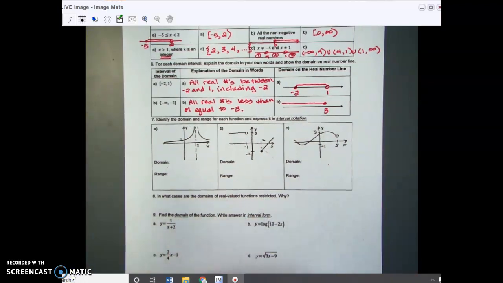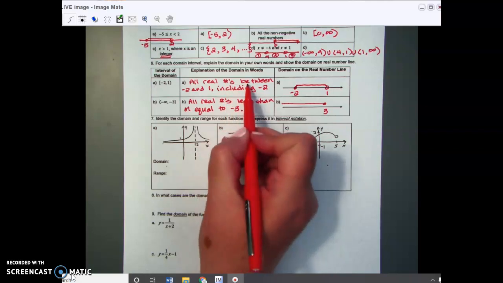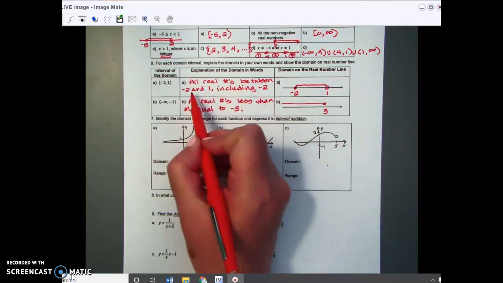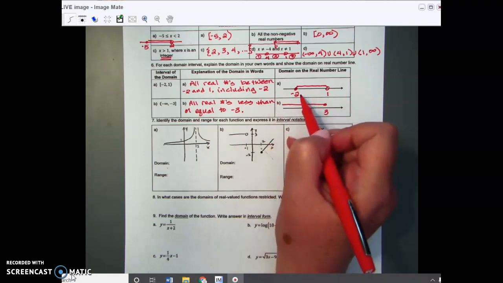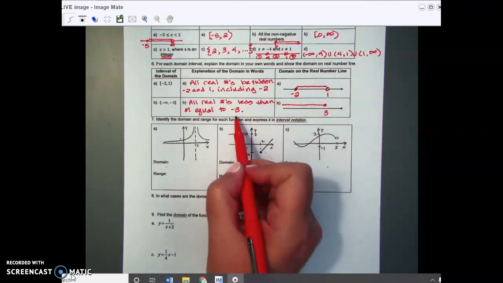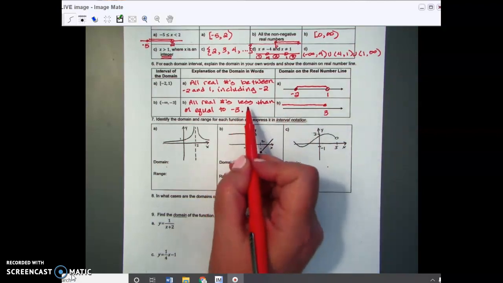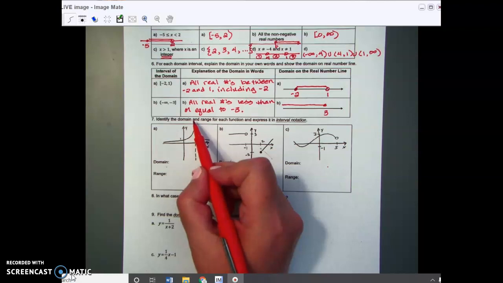So here are the written answers. So notice when I say between, that's implying that -2 and 1 are not part of the solution. So by adding in including -2, then that means that I have a closed circle at -2. On this one, I don't need to say including -3 because when I said less than, I also said or equal to. So that's implying the including.